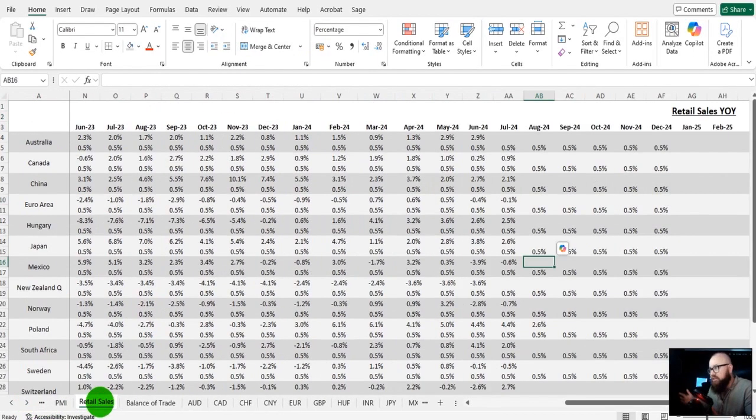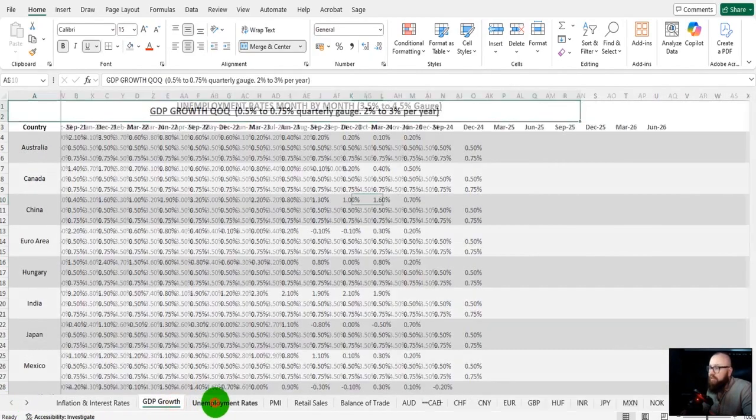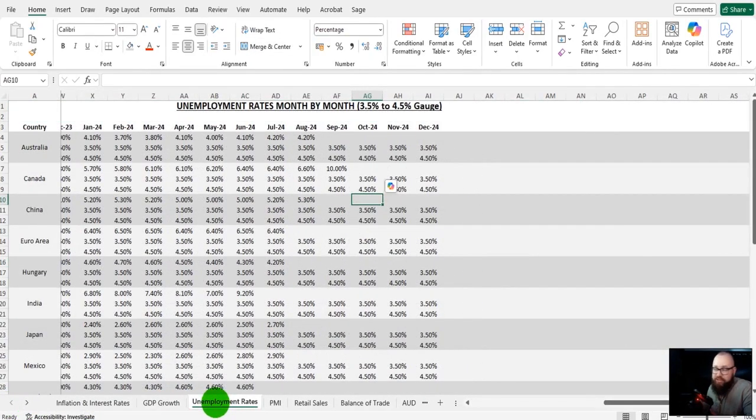So those are questions you can ask yourself. I personally don't really track retail sales at the moment, or PMI, or balance of trade, which is the other one. I tend to focus on these big three. But in previous years of trading, I've tracked these six plus more.